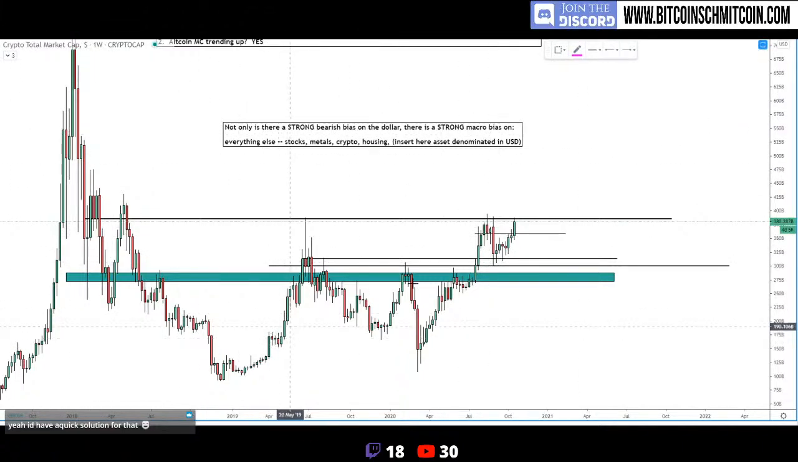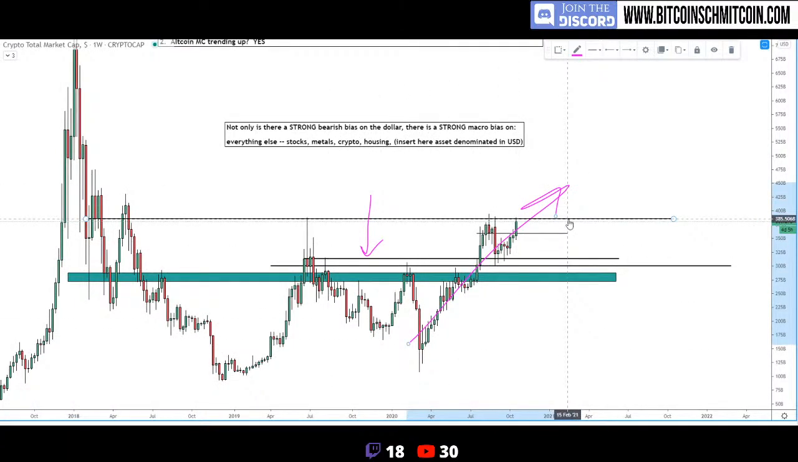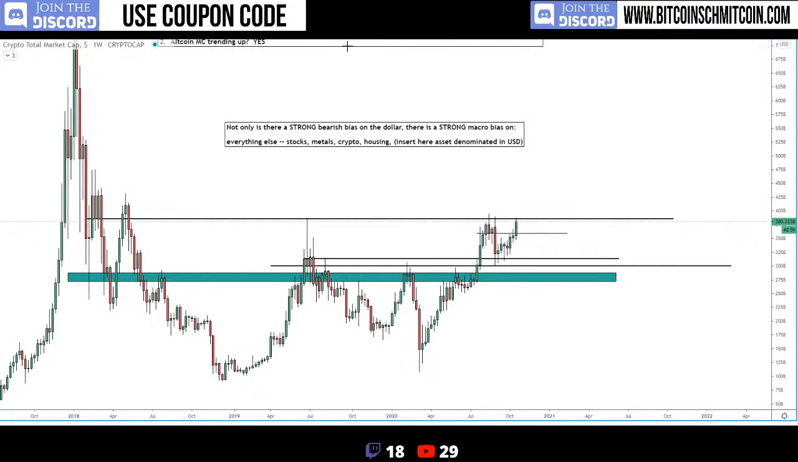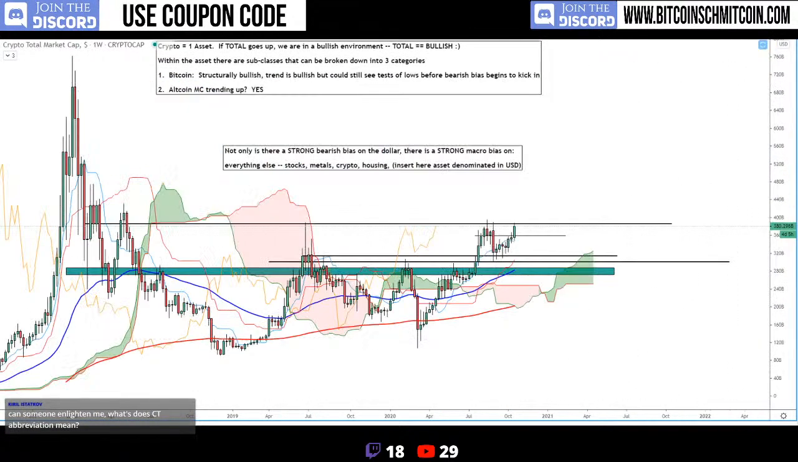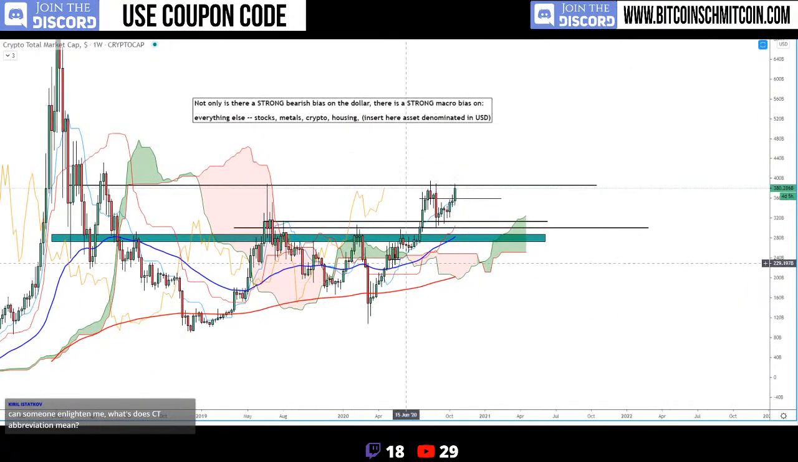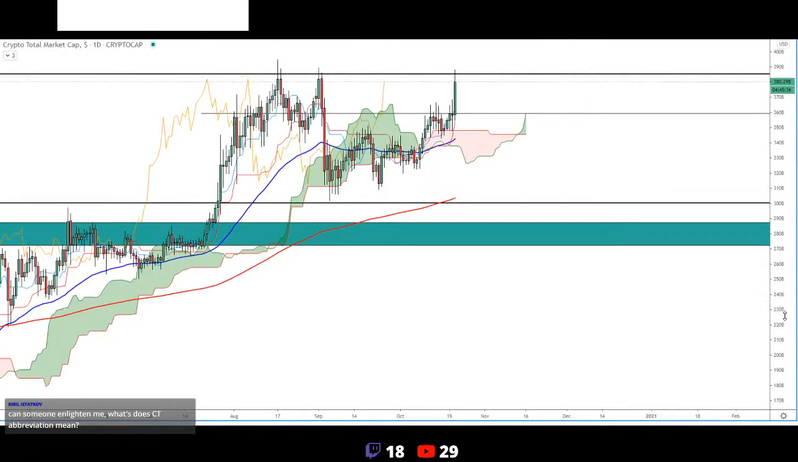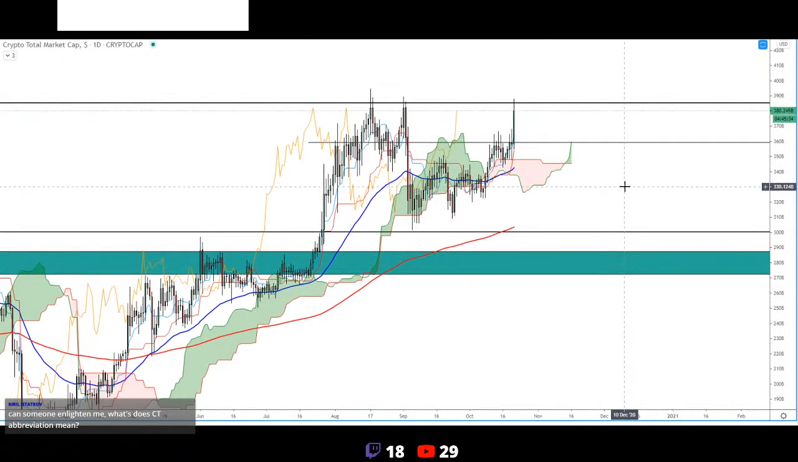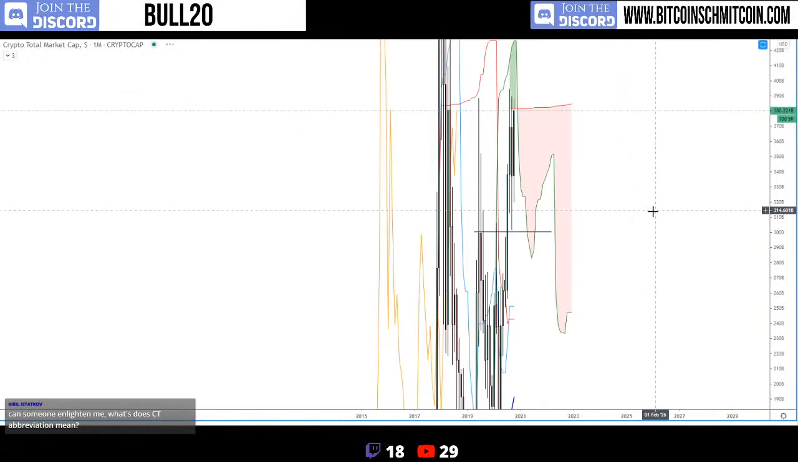So total, which includes Bitcoin and alts, looks amazing. Clean support and resistance flip, trending upward beautifully. And if we slap Cloud Metrics on there, we see just a clean uptrend. I don't really like to look at the daily chart for crypto market cap. I only like to look at the weekly or monthly. But again, the cloud breakout looks strong. Nothing to worry about here.